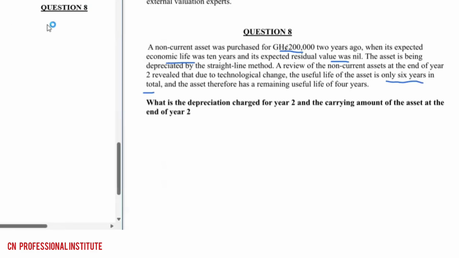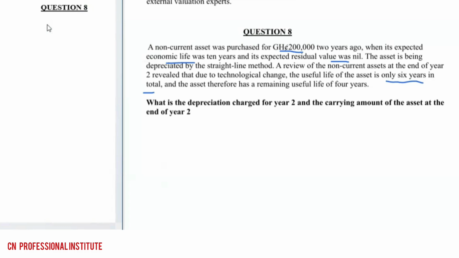What is the depreciation charge for year 2 and the carrying amount of the asset at the end of year 2? So as we've done, in the year in which the change occurred, when we are charging depreciation for that year, we are going to use the revised useful life. We are going to use the carrying value divided by the revised remaining useful life.